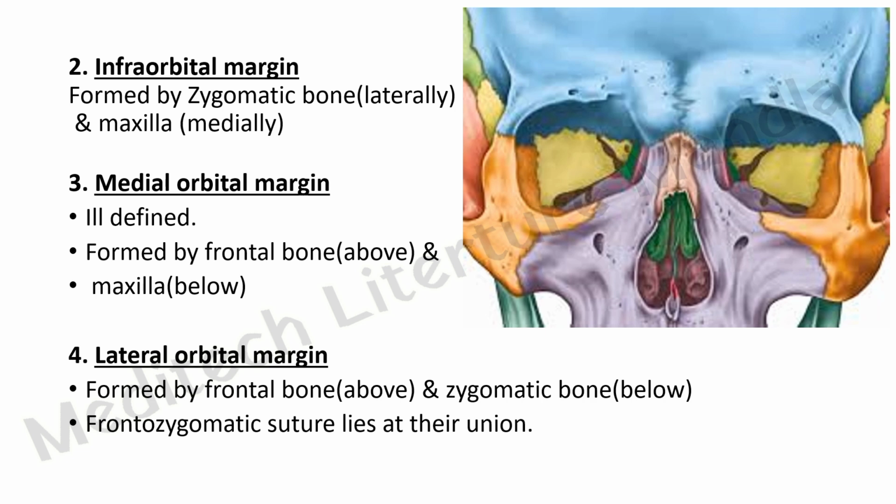Medial orbital margin is also formed by two bones. In its upper part, it is formed by the frontal bone, and in its lower part it is formed by the maxilla. It is ill-defined as compared to other margins of the orbit. The lateral orbital margin is formed by the frontal bone above and the zygomatic bone below.